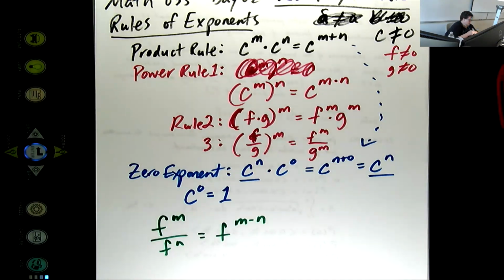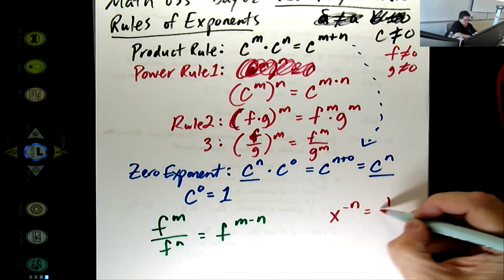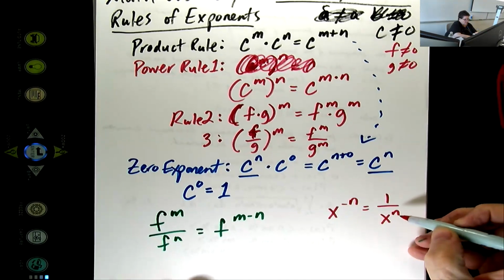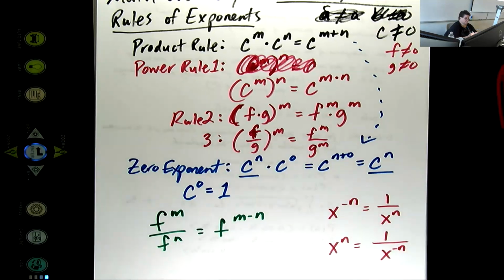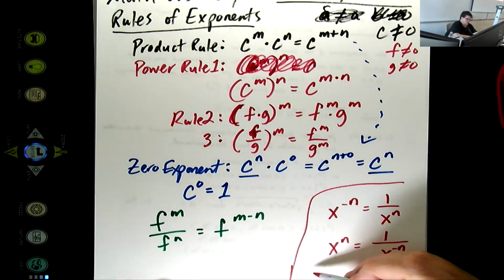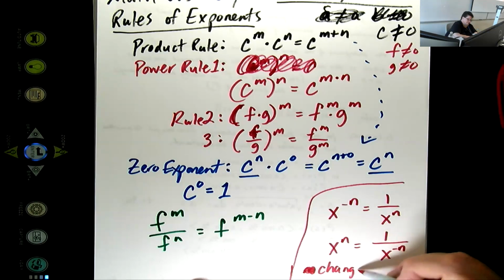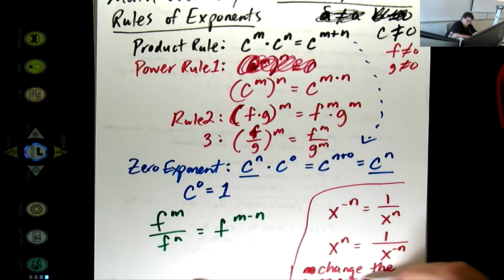And we have something that we use interchangeably. X to the negative n equals 1 over x to the n. And I could say x to the n equals 1 over x to the negative n. Those two rules kind of go together. You can change the exponent sign by moving it to the other side of the fraction. Up or down, depending on where you're at.